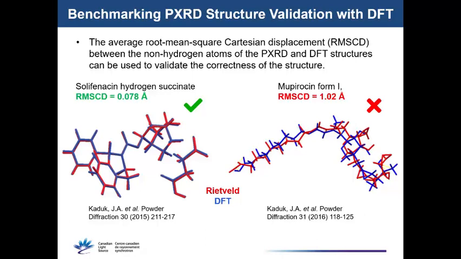They're very close. For the PXRD model on the right, for mupirocin, there are major discrepancies between the Rietveld refined and the DFT optimized model. The molecular packing is similar, but the detailed Rietveld structure is pretty clearly wrong here. And you can see how large the RMS difference is.